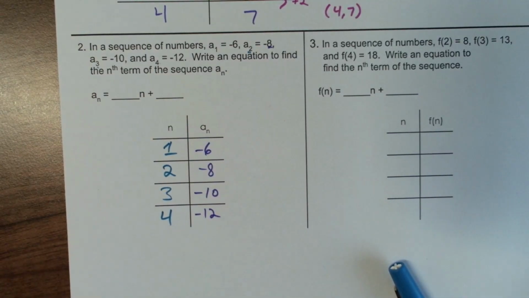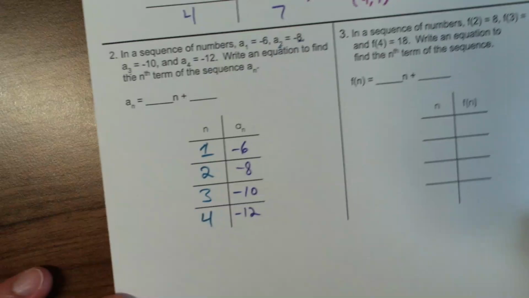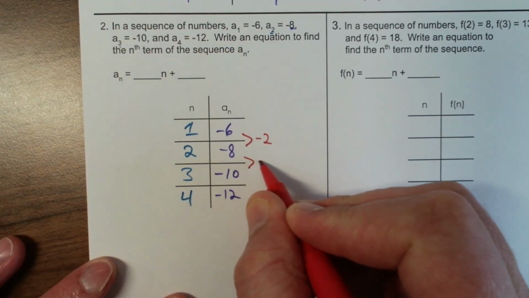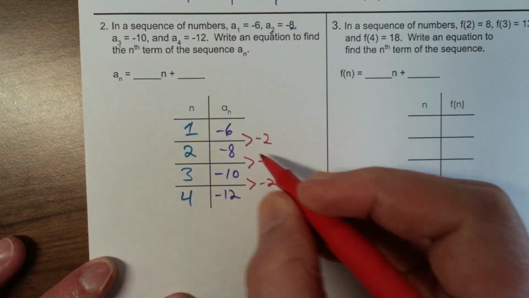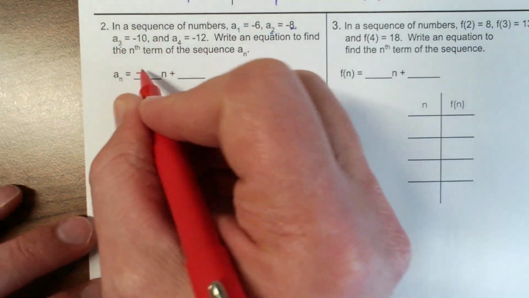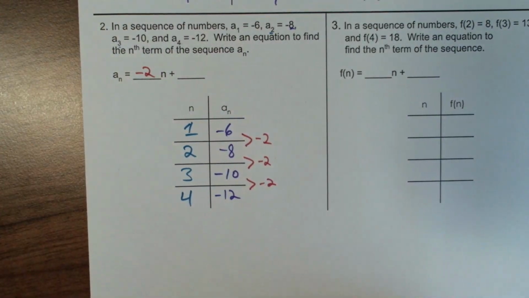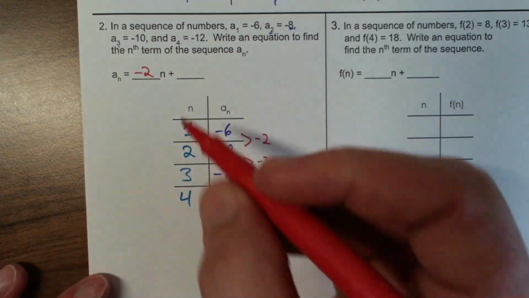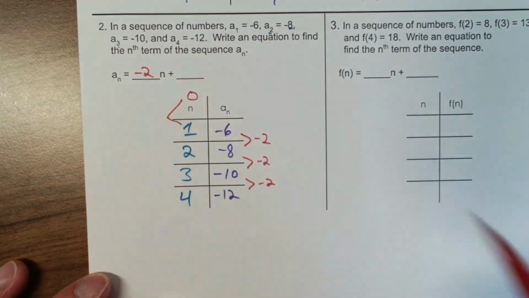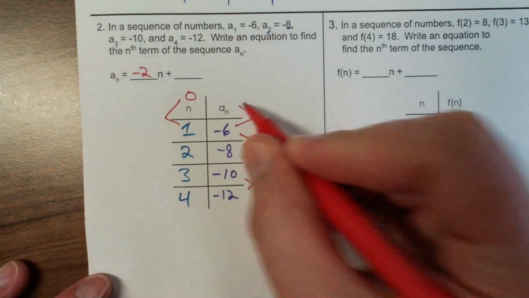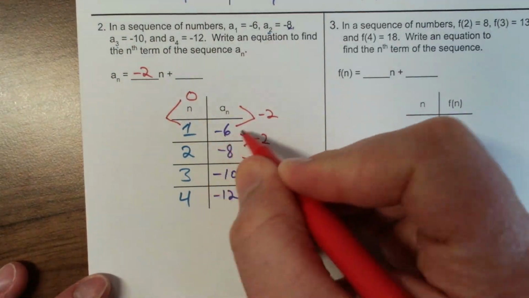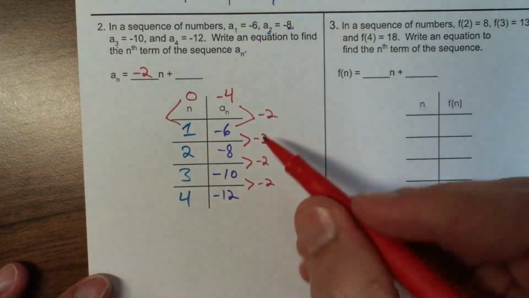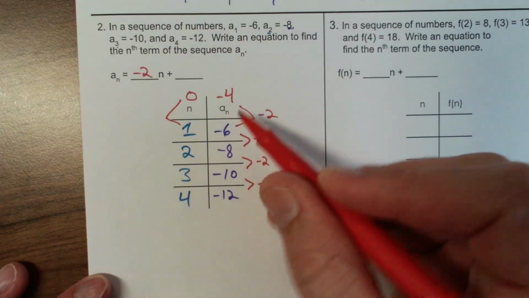Now again, I'm going to find my common difference. How much is this changing by every single time? This went down 2, this went down 2, this went down 2. So my slope right here is negative 2. And again, to find this as a function, I need this 0 term. So if I back this up by 2, it would be negative 4, because negative 12, negative 10, negative 8, negative 6, negative 4.